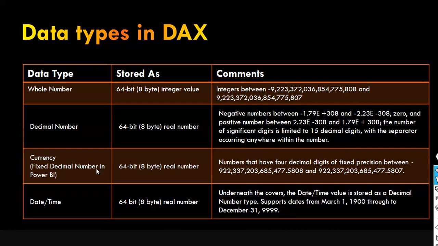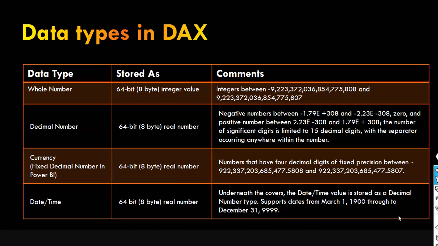Next one is the currency. It's a fixed decimal number. Okay, this is not a fixed decimal number, whereas the currency is the fixed decimal number. So it can represent 4 decimal points, and it is internally stored as a 64-bit value only. Okay, so it's a 64-bit value divided by 10,000. Remember that: 64-bit value divided by 10,000.